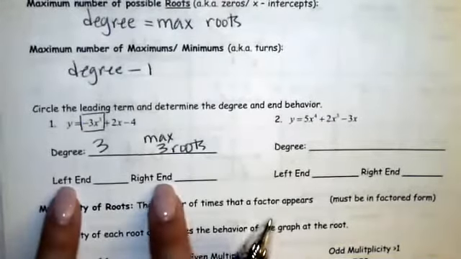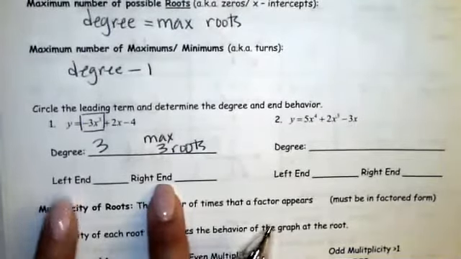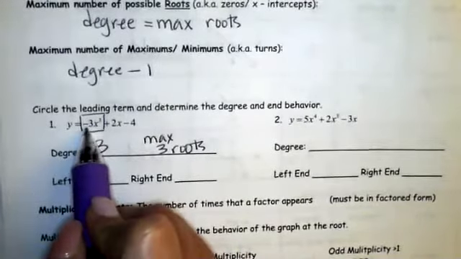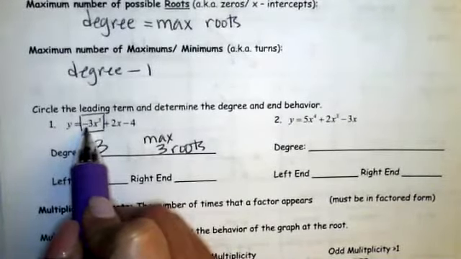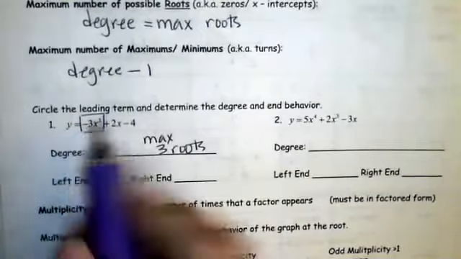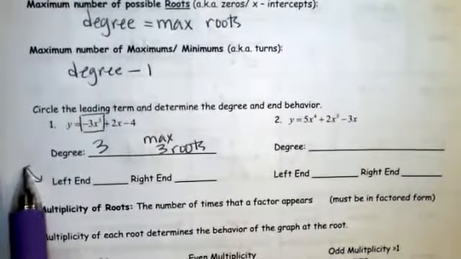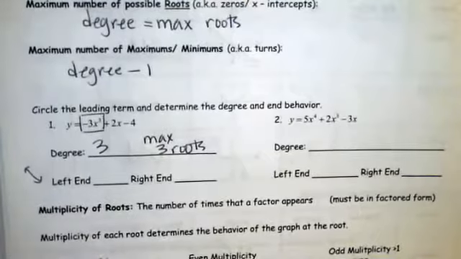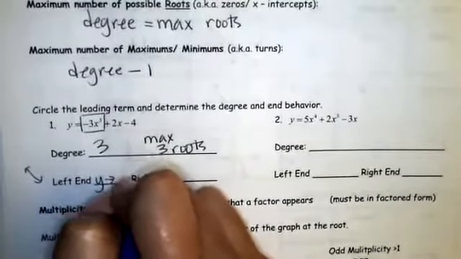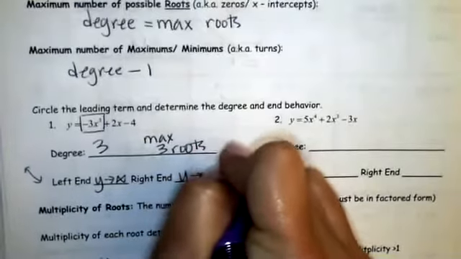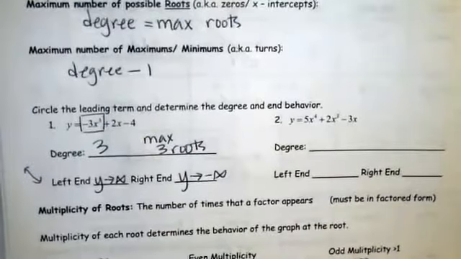Now for our left and right end behavior, that is an odd exponent and it has a negative coefficient. So this is like a line with a negative slope, which would make it like this. It starts at the top and ends at the bottom. So on the left, y is approaching positive infinity. On the right, y is approaching negative infinity. That would be our end behavior. You go ahead and try 2 and then we'll check it.